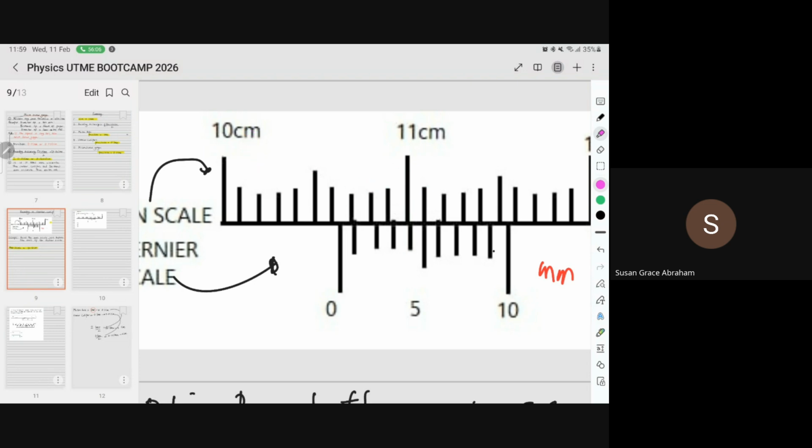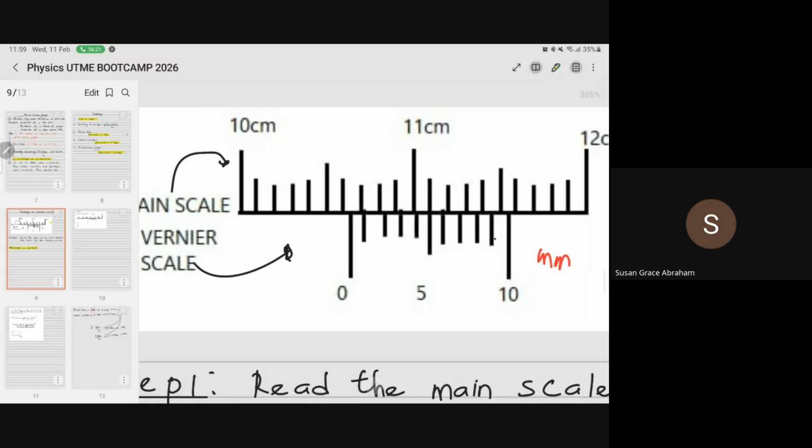Each line is going to be 1 divided by 10. So each line is going to be 0.1, 0.2. That's what it simply means. So 10, 10.1, 0.2, 0.3, 0.4, 0.5, 0.6, 0.7, 0.8, 0.9, 10.9, then 11. So that's how I got 10.6.